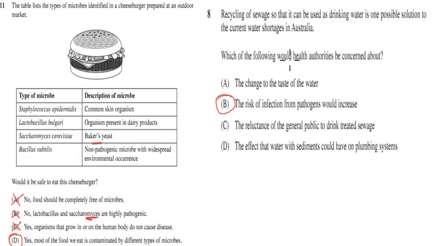Now, in terms of the recycling of sewage, the problem is there could be bacteria in that sewage, which is why the risk of infection from pathogens would increase, and thereby extra care needs to be taken by the Australian government to make sure that it doesn't cause further problems. So all the other ones are incorrect. That was it. There were just 6 questions.